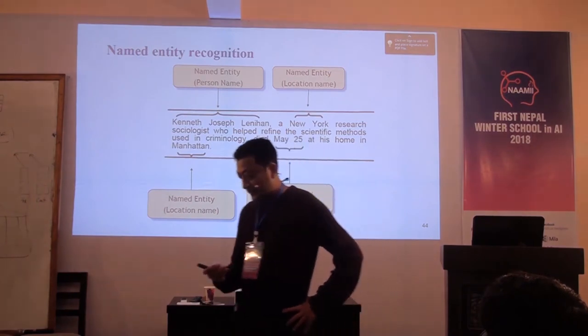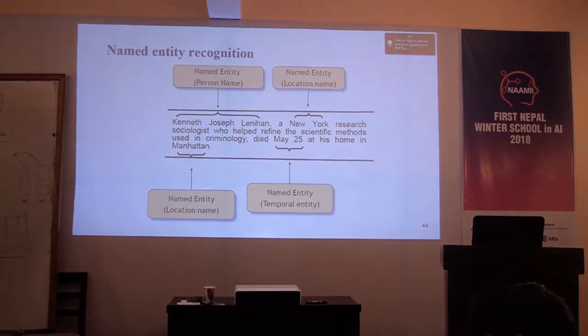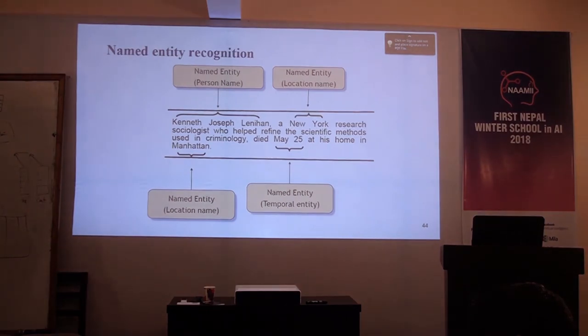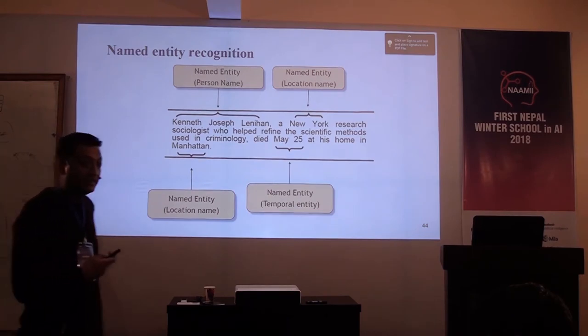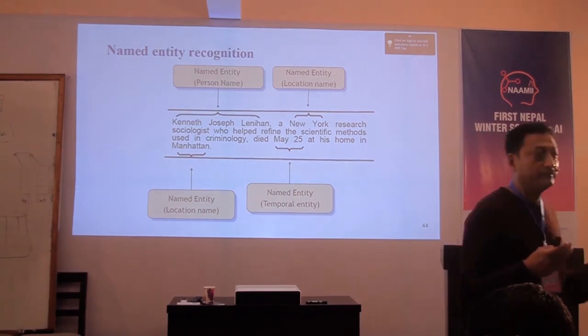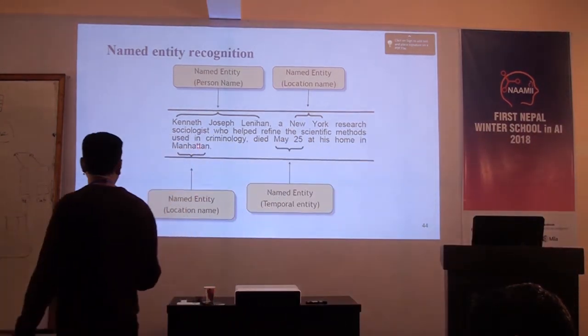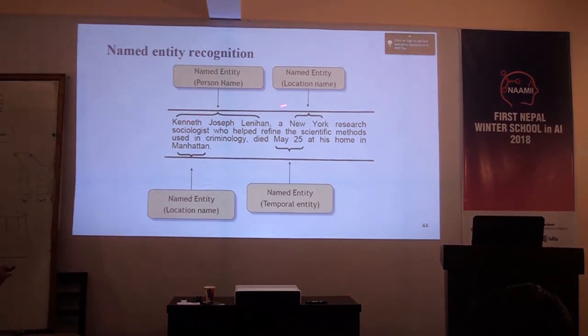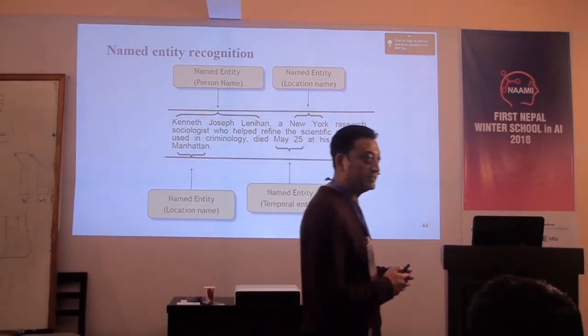So typically in natural language processing, we try to use the context to automatically figure out what type of class it is. We call this entity recognition. The entity here is a noun phrase, and we want to classify the noun phrase into some classes. We have a predefined set of classes. So here, for Kenneth Joseph Lenihan, we need to say that actually it's not three people, this is just one person, okay? So we need to identify that this is one entity, and then say it's a person. We want to say that New and York are not two different things, it's the same entity, and it's a location. Similarly, Manhattan, and May 25 is a temporal entity. So we want to go through a corpus and automatically identify the entity types.